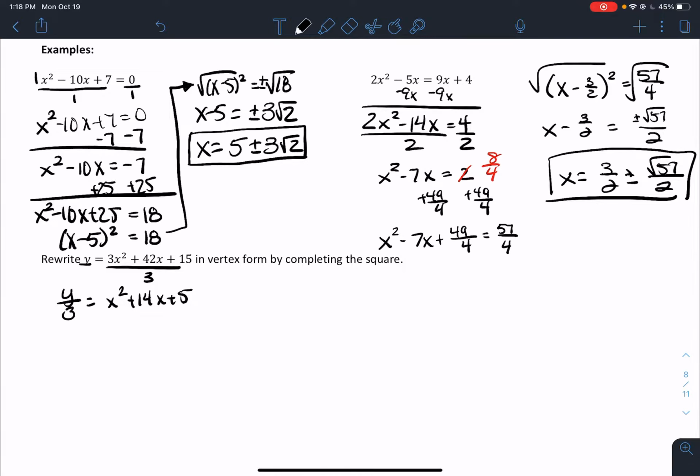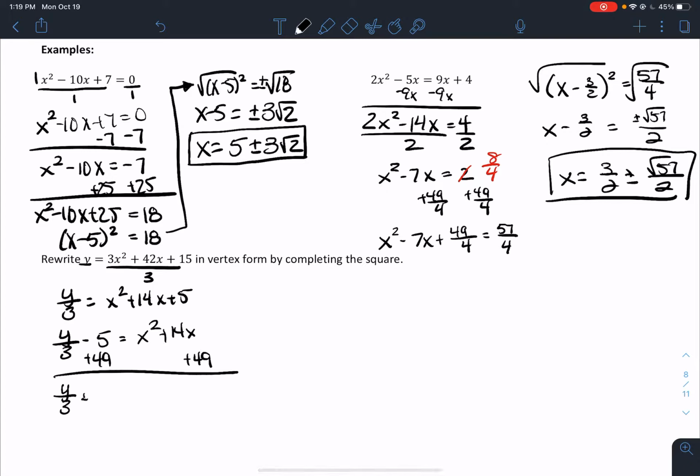I'm going to subtract c, so y over 3 minus 5 equals x squared plus 14x. Half of 14 is 7, square it, 49. I'm going to add 49 to both sides. y over 3 plus 44 equals x squared plus 14x plus 49. My right-hand side factors, right? So I have y over 3 plus 44 equals x plus 7 squared.